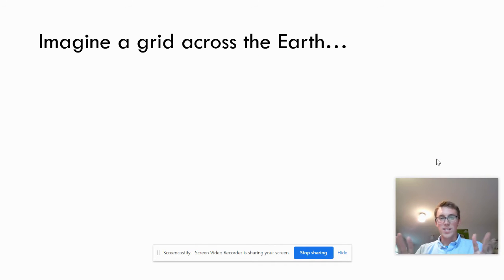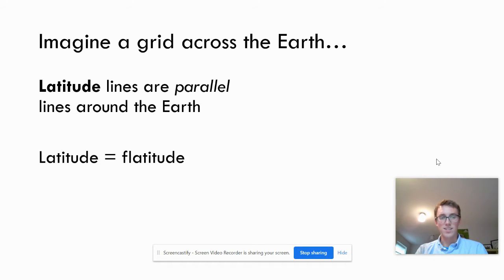So if you imagine a grid across the Earth, it's a sphere, so we can't have a perfect grid. We have to have the lines contour slightly, which means curve a little bit, so that we can create a solid grid that is evenly spaced.